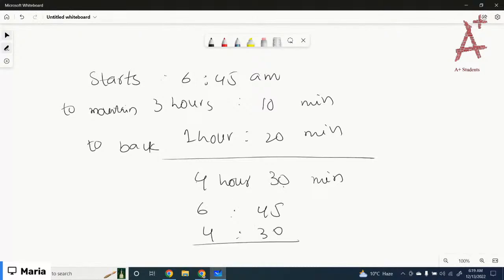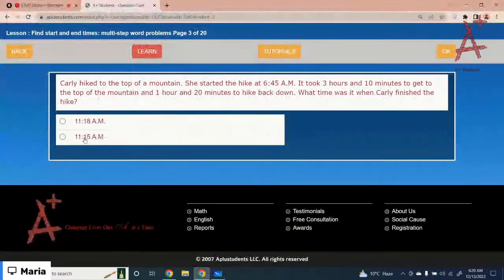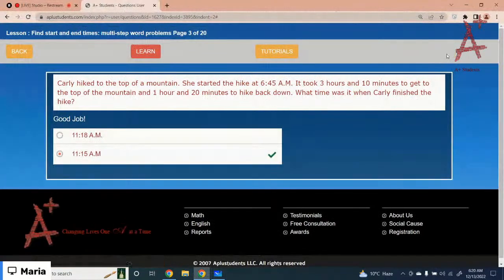Just add them. You have to carry 1 because 45 and 45 plus 15 makes 1 hour. Got it? So you're left with 15 minutes and you have to add the hour to the hours. So it would be 6 and 4, 10 and 1, 11. It would be 11:15 a.m. Got it, everyone? So just select the correct option and click on the OK button.